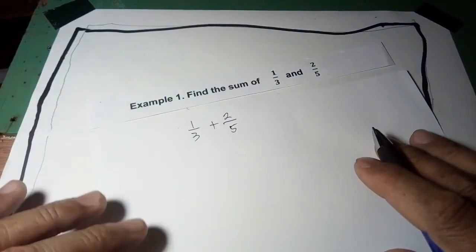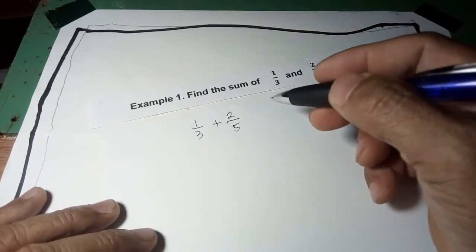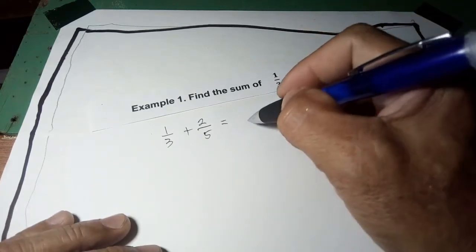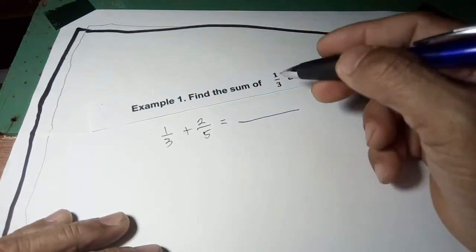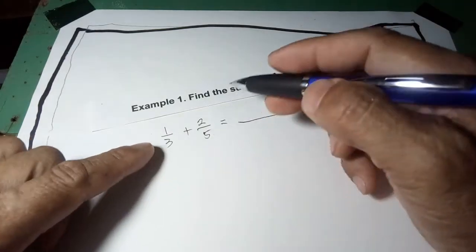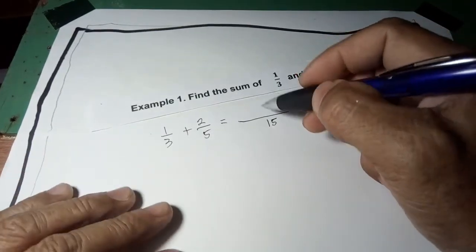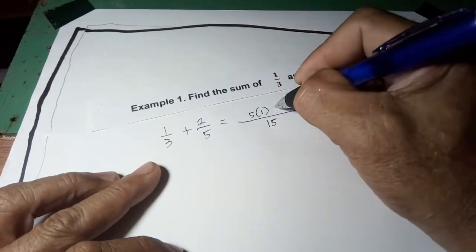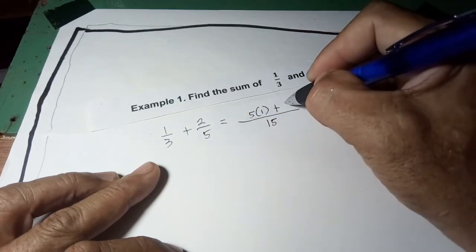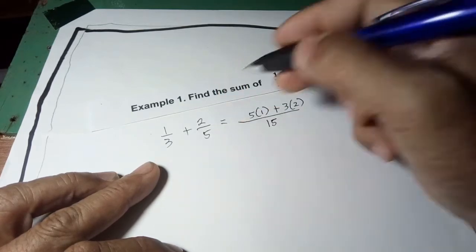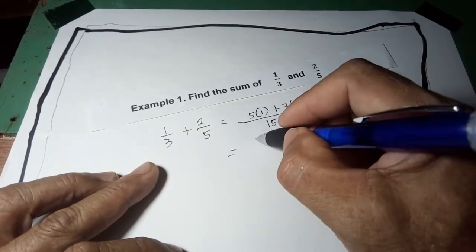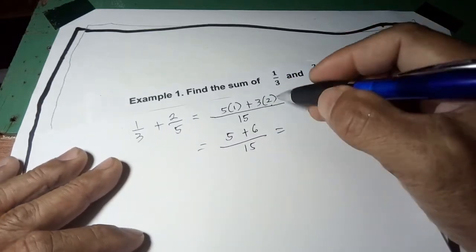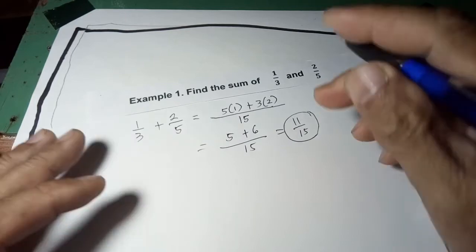In adding fractions, we have to look for the least common denominator, the smallest number that can be divided by both 3 and 5. So that is 15. 15 divided by 3 is 5, 5 times 1, plus 15 divided by 5 is 3, 3 times 2. So this becomes 5 times 1 is 5 plus 3 times 2 is 6, over 15, equals 5 plus 6 is 11 over 15.